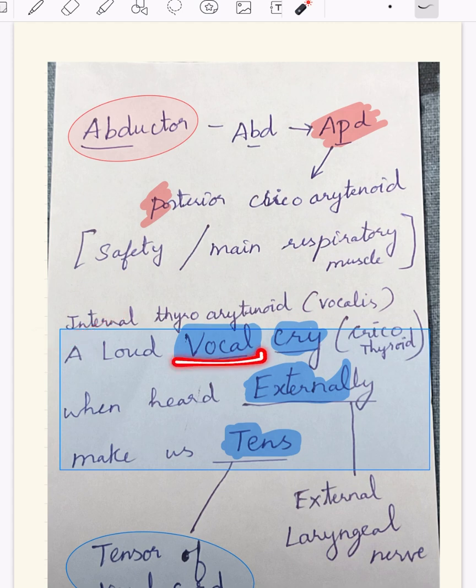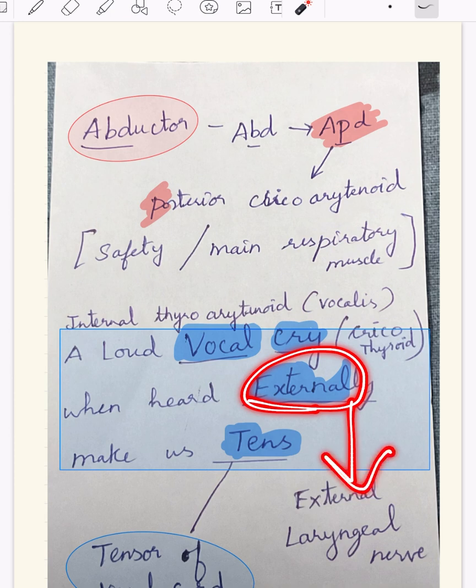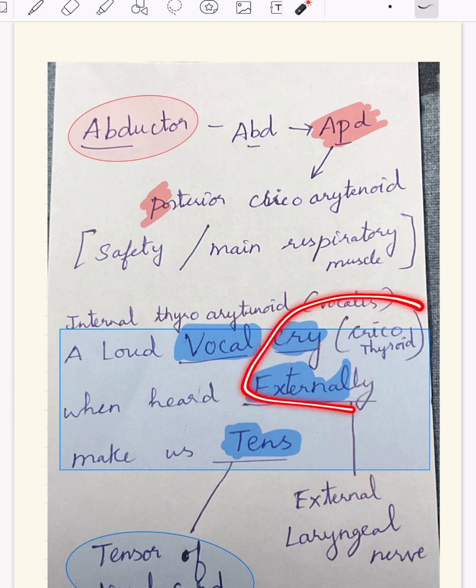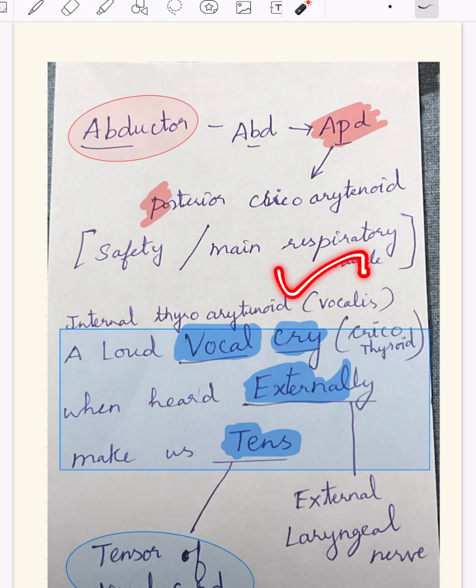Here, vocal stands for the vocalis muscle, which is also called the internal thyroarytenoid, and cry stands for the cricothyroid muscle. And when heard externally, here external stands for the external laryngeal nerve. The external laryngeal nerve supplies only the cricothyroid muscle and makes the vocal cord tense. So it is a tensor of the vocal cord. So the tensors of the vocal cord are the vocalis, which is also called the internal thyroarytenoid, and the cricothyroid, which is supplied by the external laryngeal nerve.